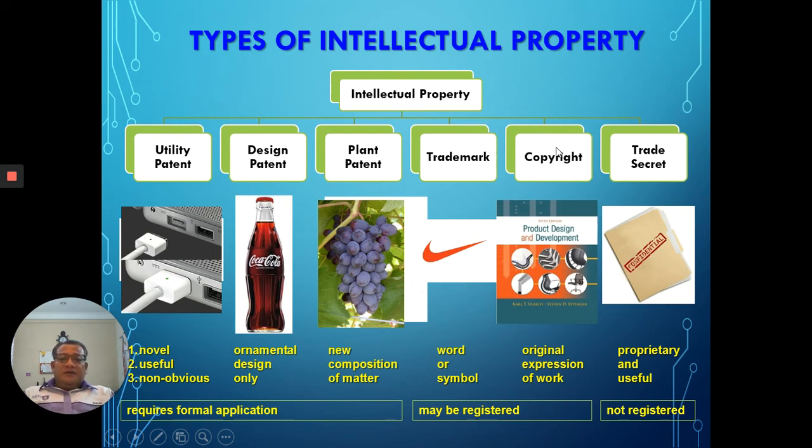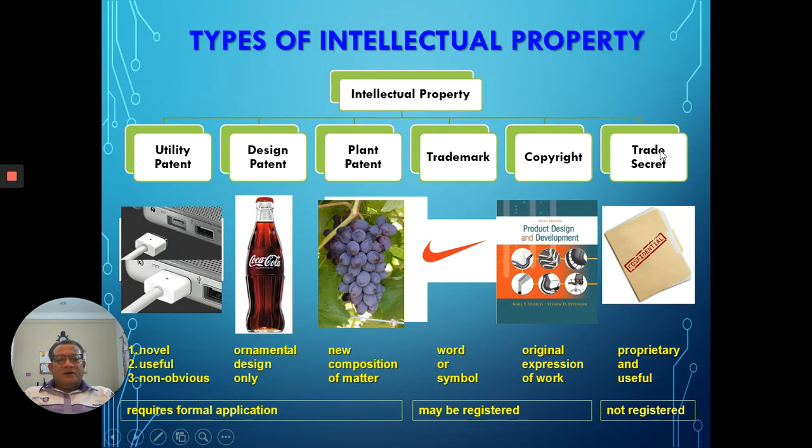The fifth type of intellectual property is categorized under copyright. Copyright is normally in the form of books, digital media, music. Those are considered original expressions of works in the form of copyright. So this kind of copyright also needs to be registered.